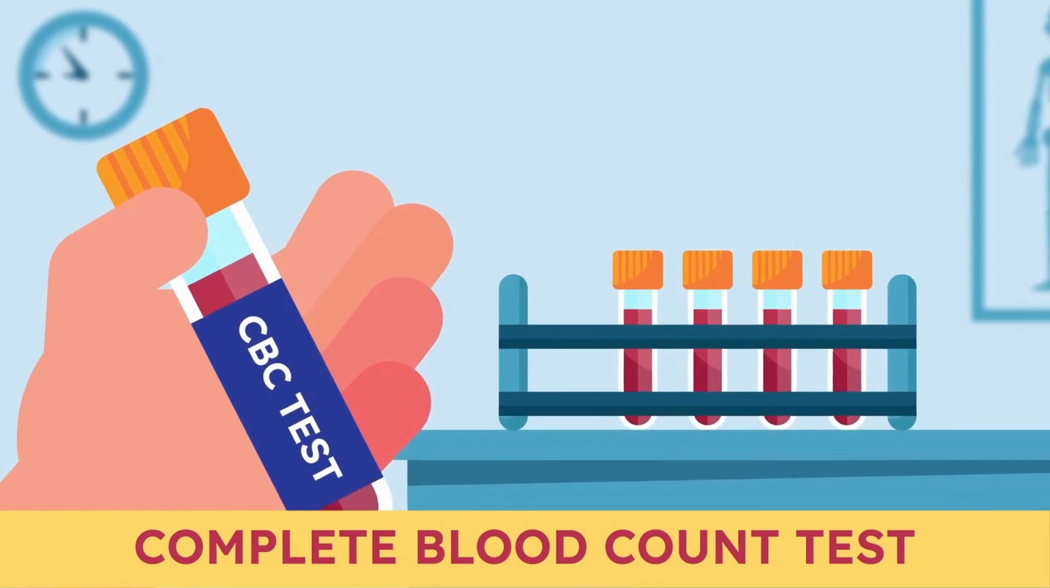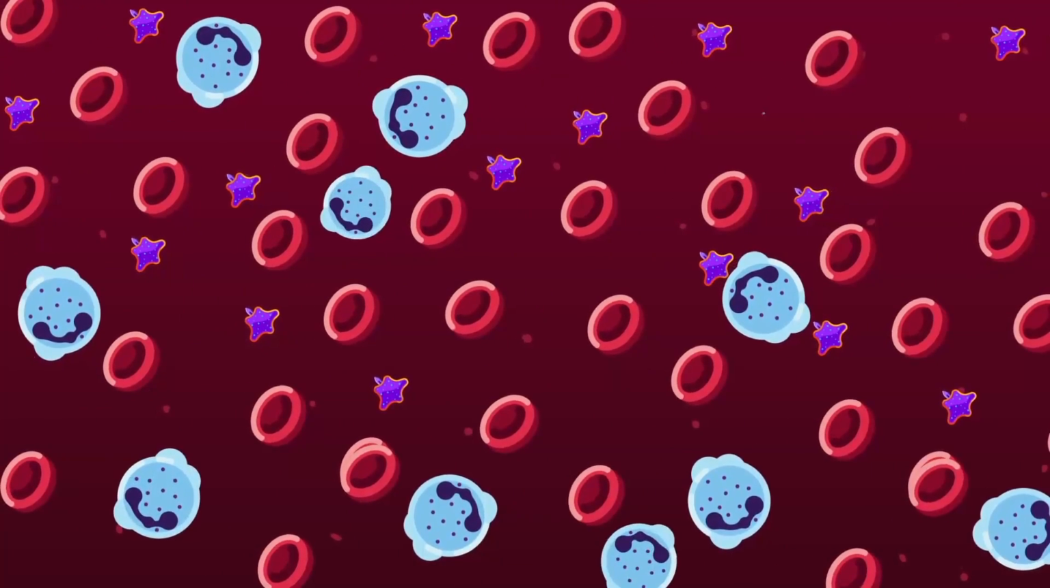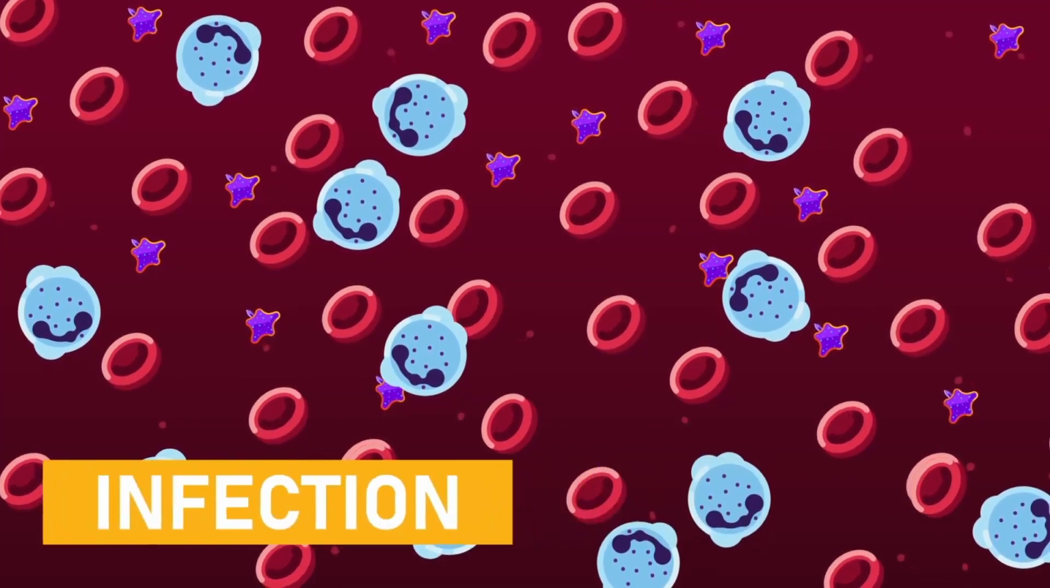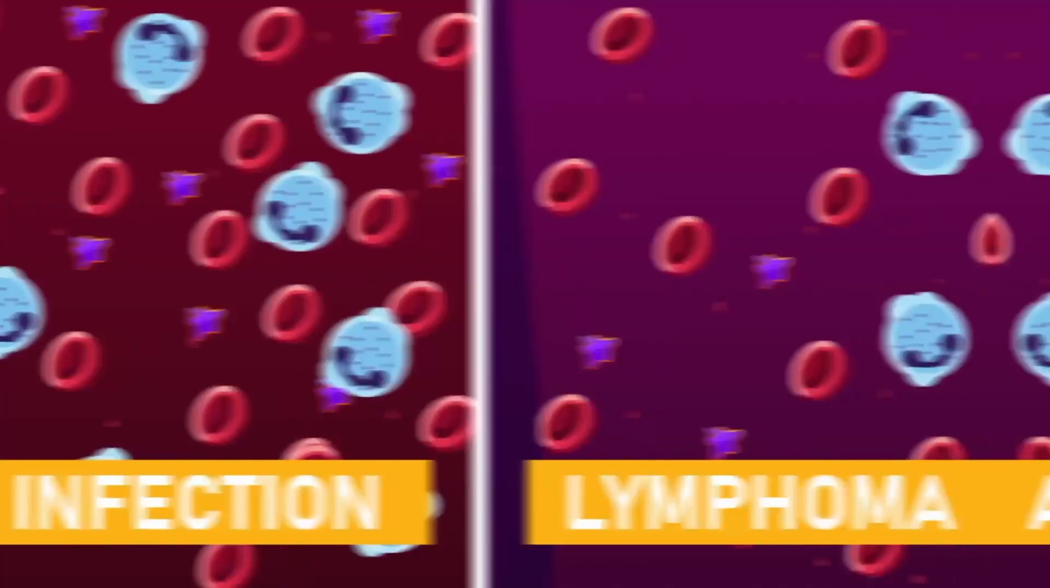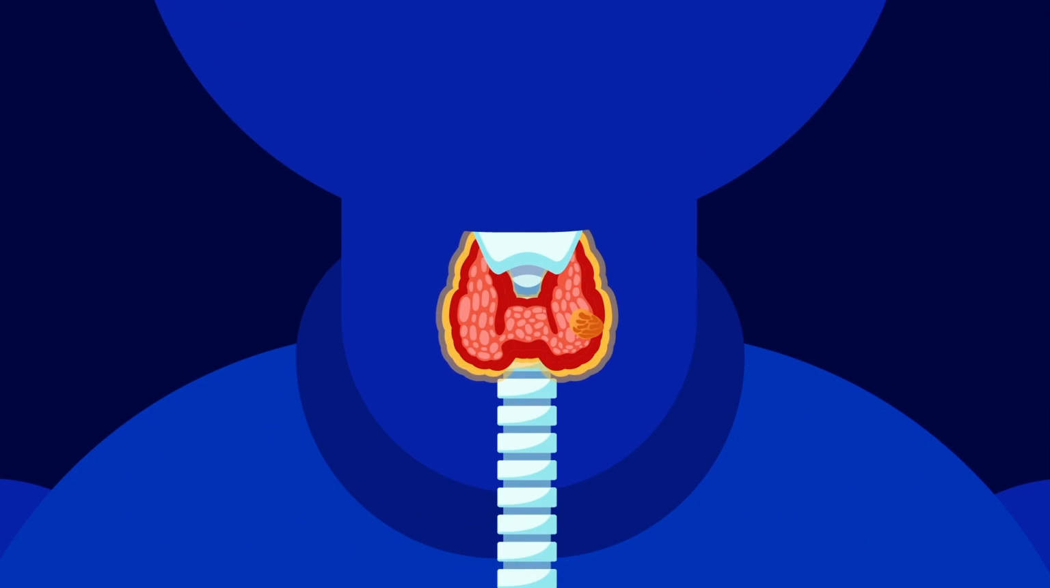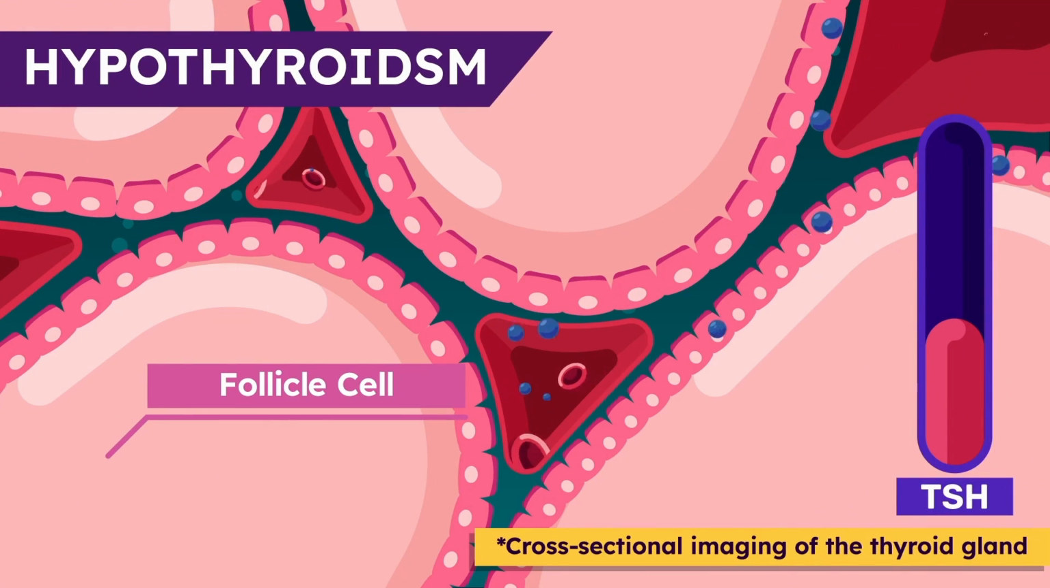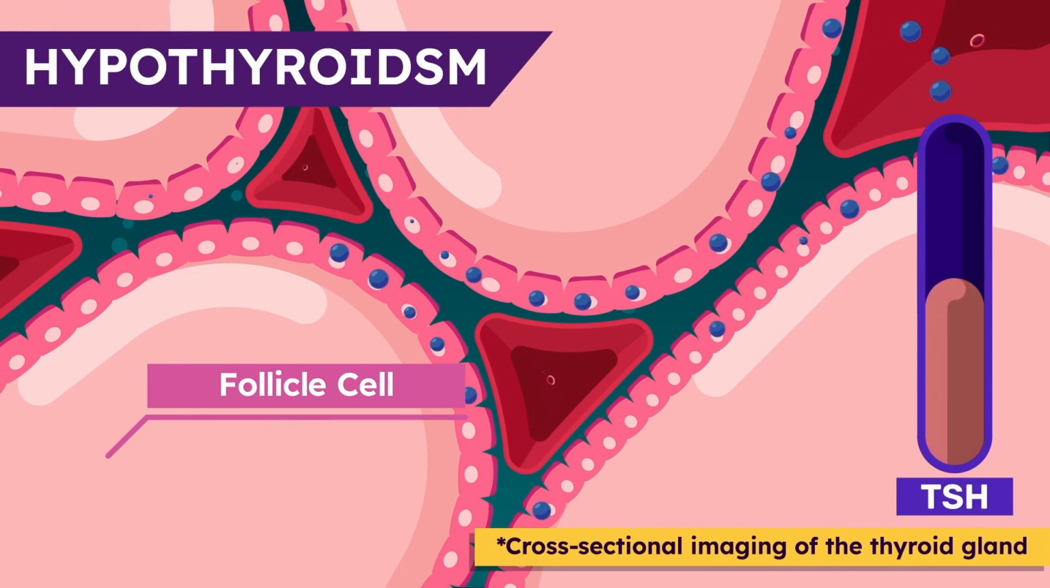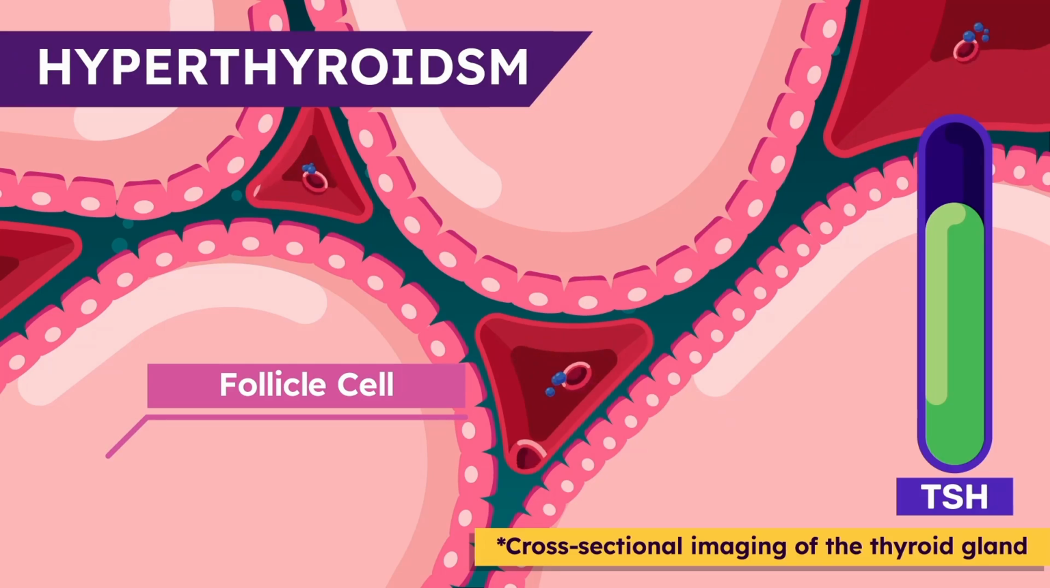Blood tests include complete blood count. Raised white blood cell count could indicate an infection. Pancytopenia could indicate lymphoma. If the neck mass arises from the thyroid, then thyroid function tests are necessary to check for any underlying hypo or hyperthyroidism.